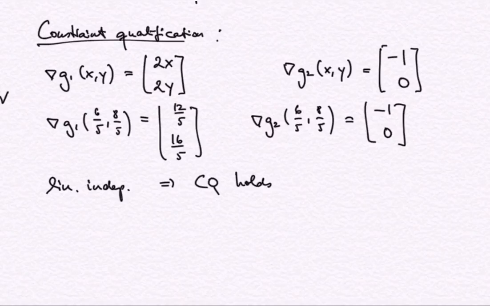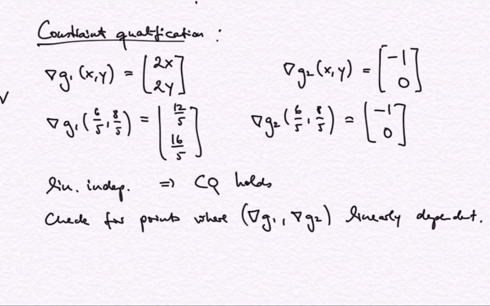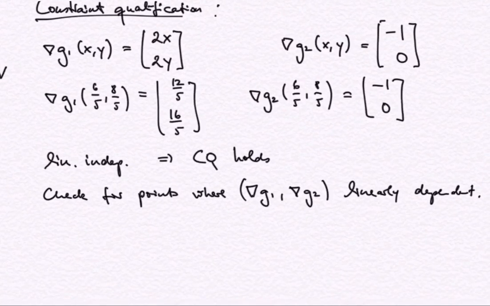So this would be points where, so where could it go wrong? Check for points where the gradients of the constraint functions are linearly dependent. Yeah. What would those points be? Where are the vectors 2x, 2y, and -1 and 0 linearly dependent?